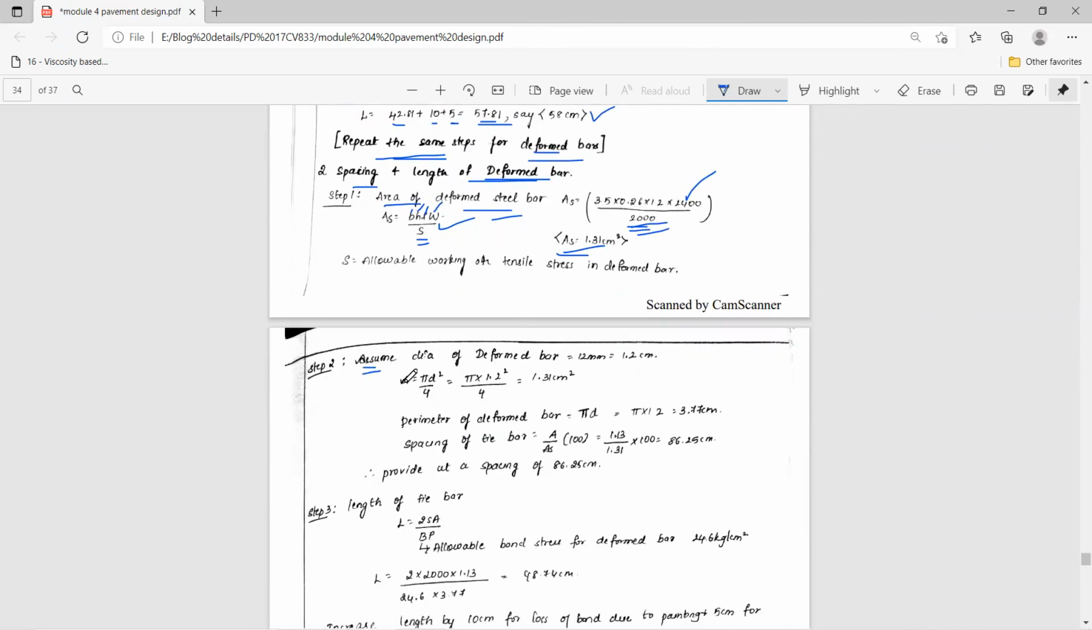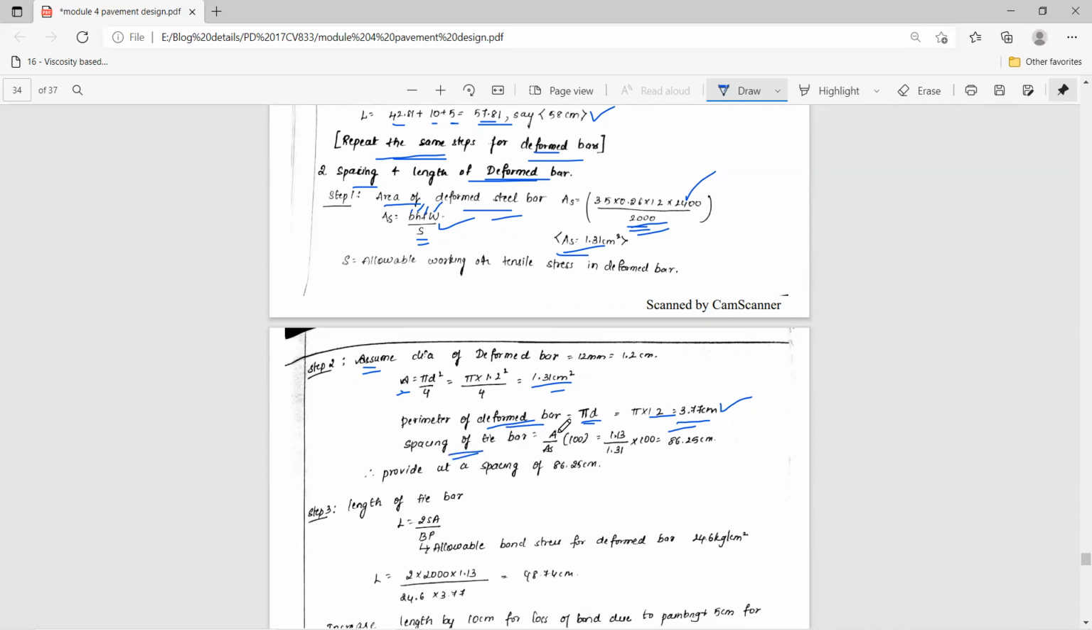You have to calculate the cross sectional area, that is given by the formula pi d square divided by 4. So that is equal to 1.31 centimeter square. For the perimeter of the deformed bar, again you can use the same formula, pi into d. The d value is 1.2 centimeter. So you substitute, and the perimeter of the deformed bar is 3.77.